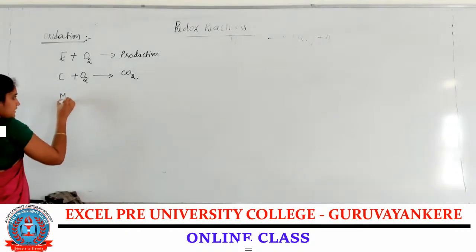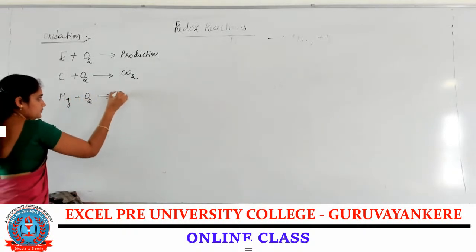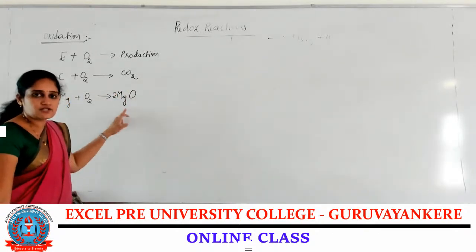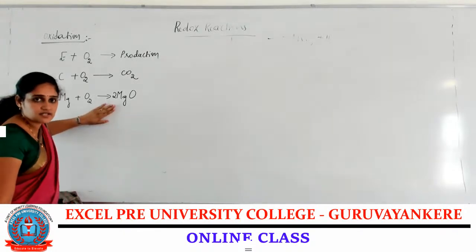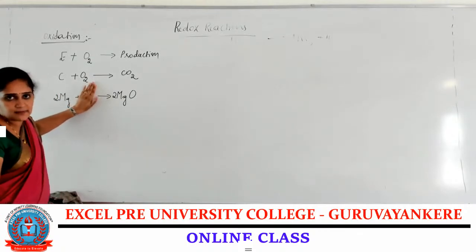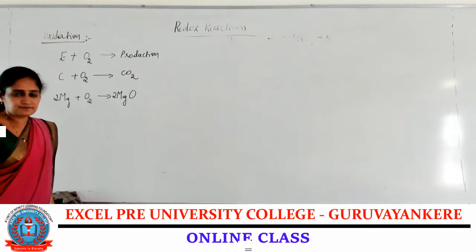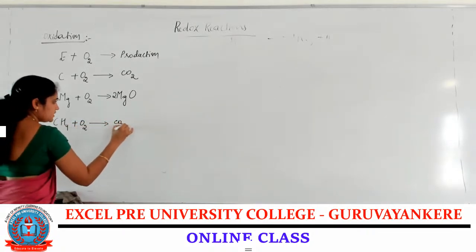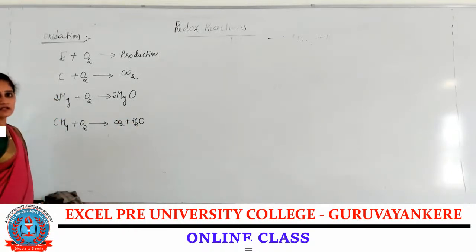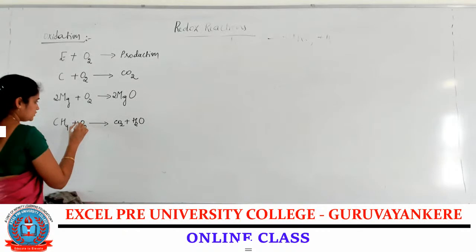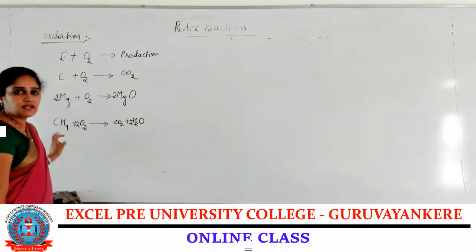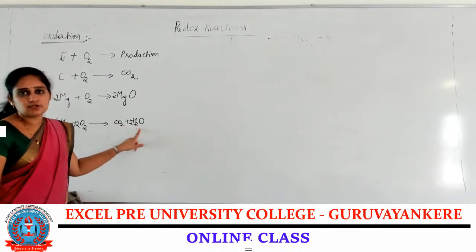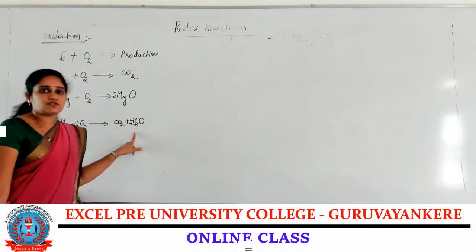Let me give one more example. Magnesium reacting with oxygen gives rise to magnesium oxide. This is also an oxidation reaction because the addition of oxygen is taking place. One more example: CH4 plus O2 gives rise to CO2 plus H2O. If you balance the chemical equation, CH4 plus 2O2 gives CO2 plus 2H2O. When methane is subjected to combustion, that is addition of oxygen, it gives CO2 plus 2H2O. This reaction is also an oxidation reaction.